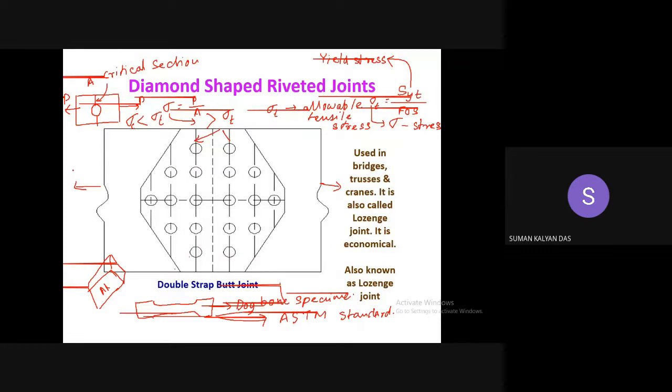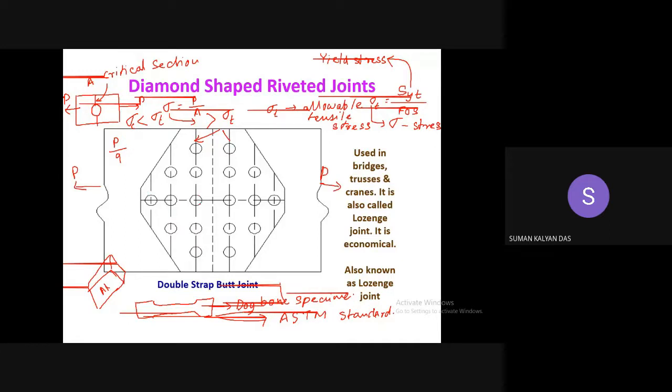Here, if this is P and this is P, and we consider 1/2 of the rivets, so each rivet should share equally this P. That means there are how many rivets? 1, 2, 3, 4, 5, and 9. So each row of each rivet should ideally take P by 9 amount of load, but in reality it is not so. It is seen that the loads are not equally shared.